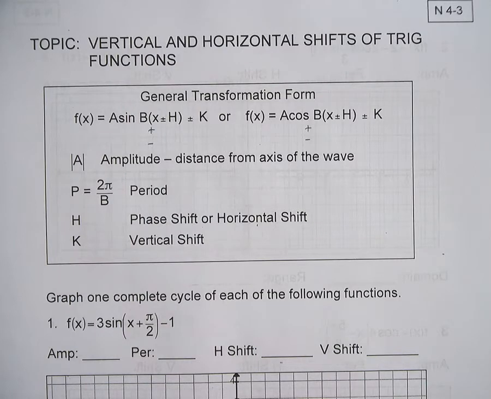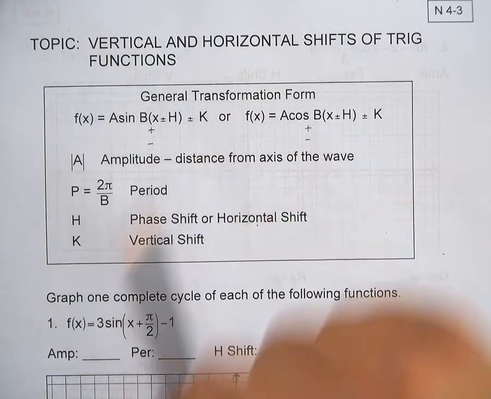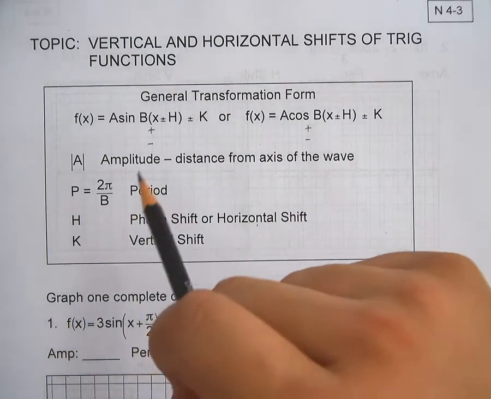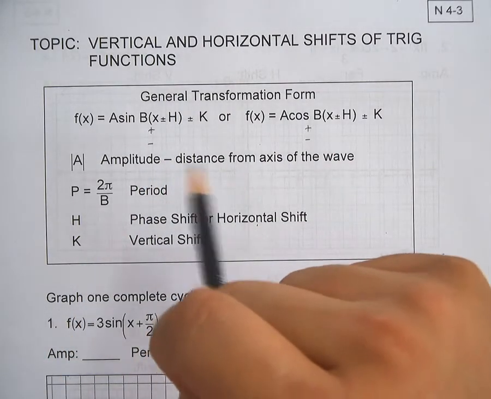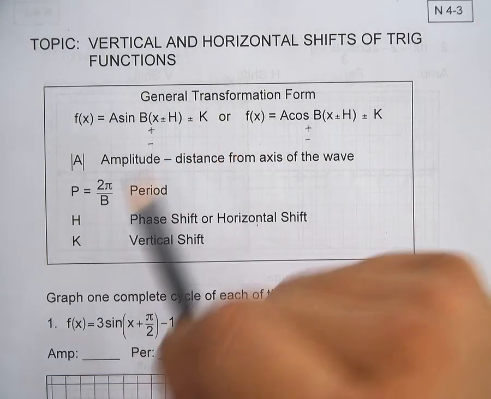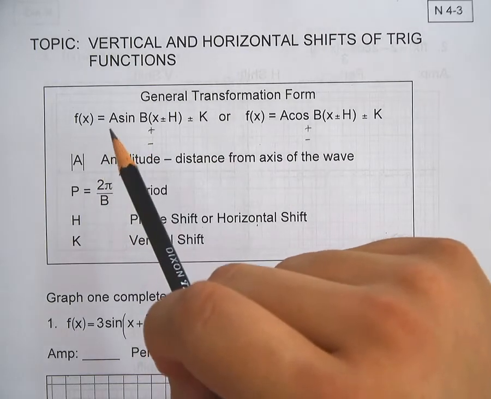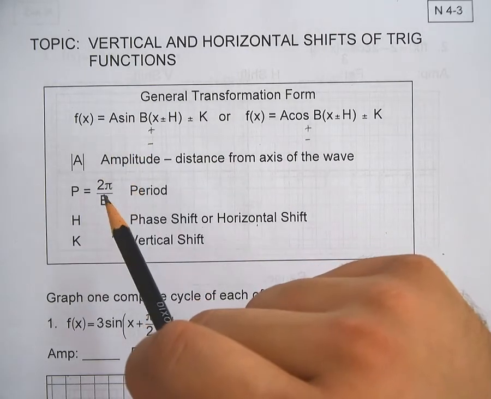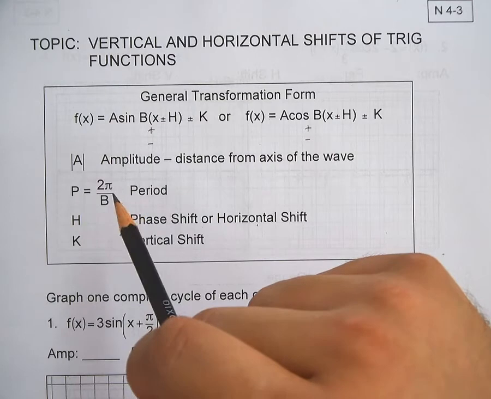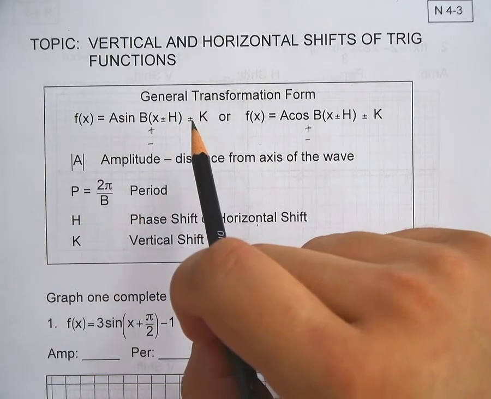First, you have the general transformation form. That's just the general form that we put things in to make sure it's in transformation form. If it's not in this form, then we have to make it look like this as easily as possible. A couple of things here: A and B are the same as before. A is your amplitude, B is what goes underneath to find your period, and then you've got x plus or minus H, plus or minus K.